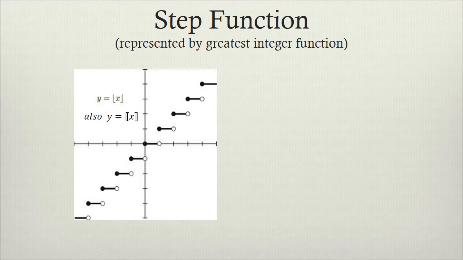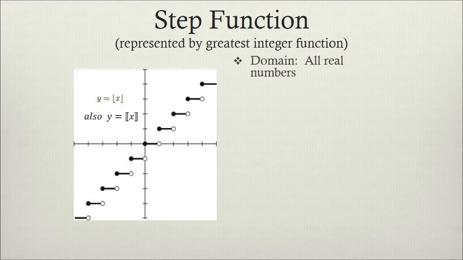The step function, we're using the greatest integer function to represent that. You see two ways that it can be shown with notation here. Usually we use the lower one. That's the most common one that I've seen. And this is what it looks like. It's called a step function because it looks like a set of steps.